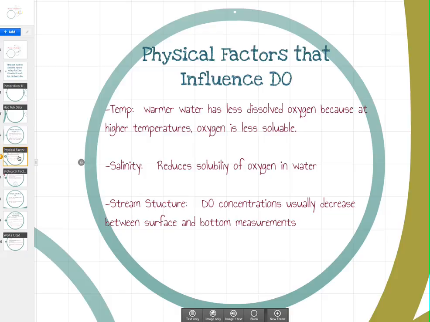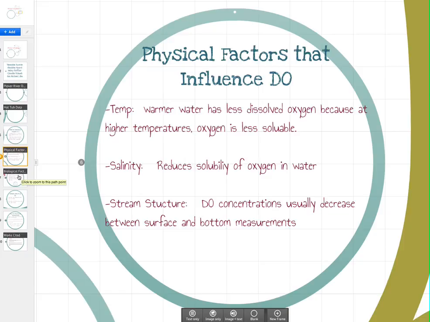Physical factors that influence DO. The first one is temperature. Warmer water has less dissolved oxygen because at higher temperatures oxygen is less soluble. Gases like oxygen dissolve more easily in cooler water versus warmer water.